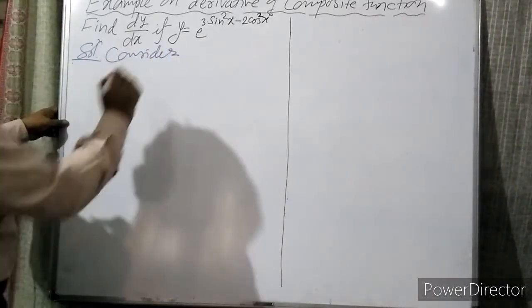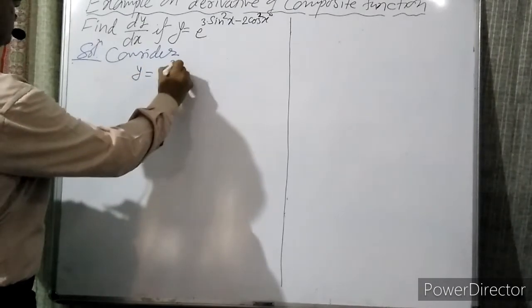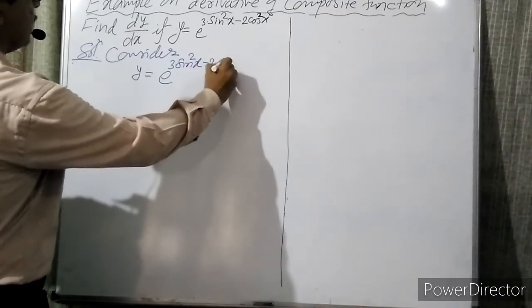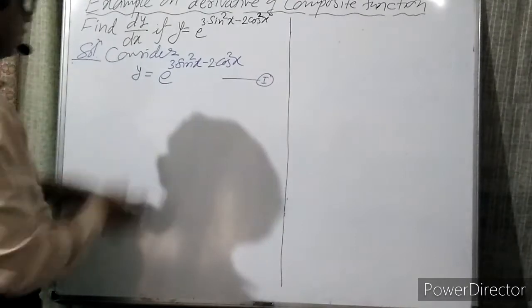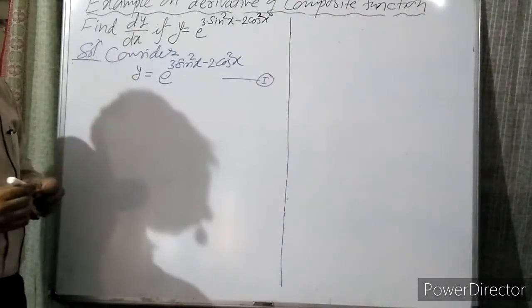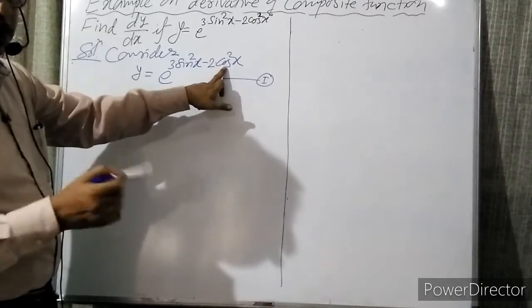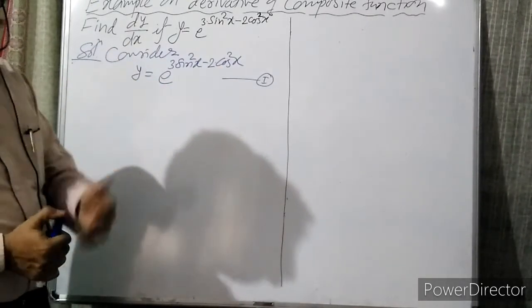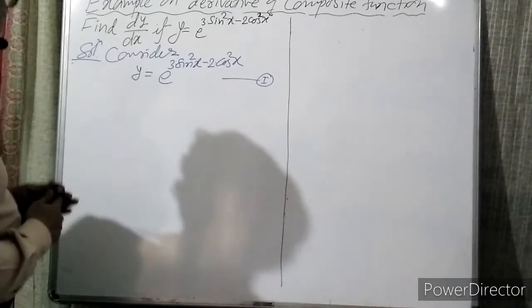Consider the given example once again. Y is equal to e raised to 3 sin square x minus 2 cos square x. There are 2 options. You can directly differentiate like this, or replace cos square x by 1 minus sin square x and bring all the terms in form of sin square x. Again you will get the same answer at the end.